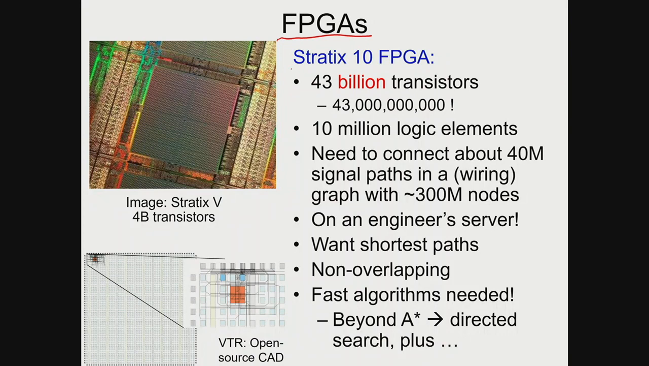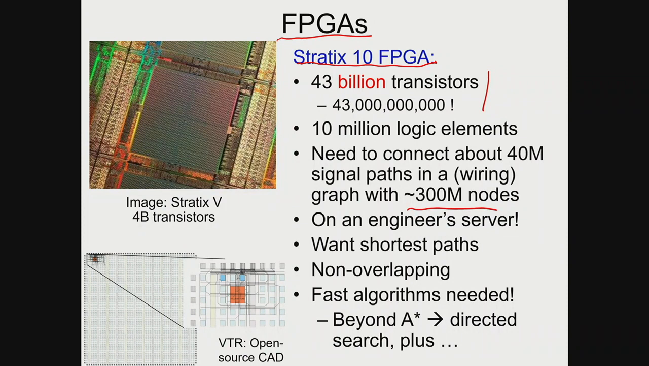So this is a recent Intel FPGA. It's called Stratix 10. It has 43 billion transistors, which together form 10 million logic elements, right? And a logic element can implement a few gates. We need to connect all those logic elements together. Each of them has several inputs. So you got about 40 million signal paths to connect. And you do that in a graph that represents all the little bits of wiring and switches in this chip, which is a graph with about 300 million nodes.